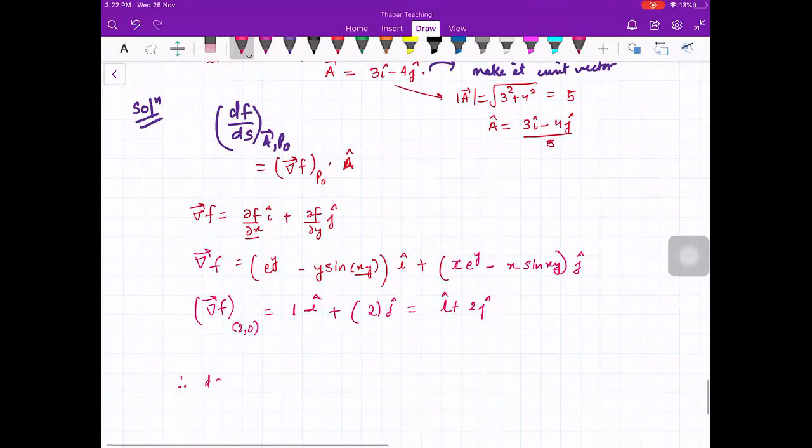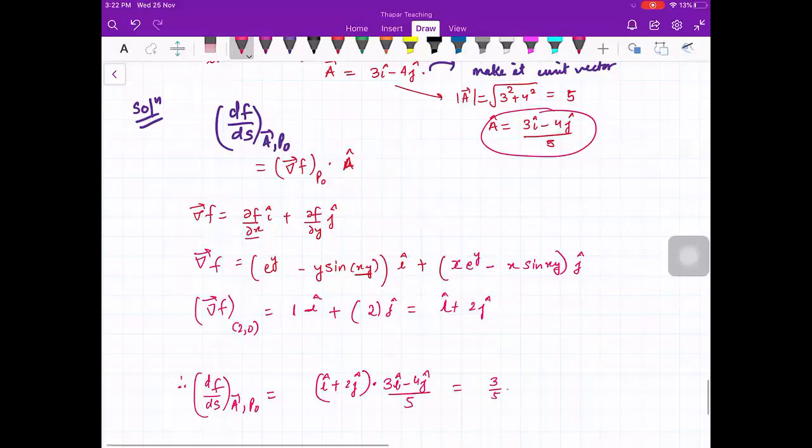Therefore, your directional derivative is equal to i cap plus 2 j cap dot product with the unit vector, that is (3 i cap minus 4 j cap) upon 5. So that is equal to 3 by 5 minus 8 by 5, that is minus 5 by 5, that is minus 1. Okay? Is that thing clear to everybody?